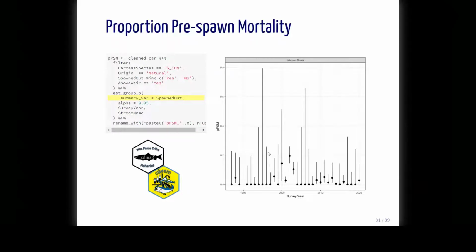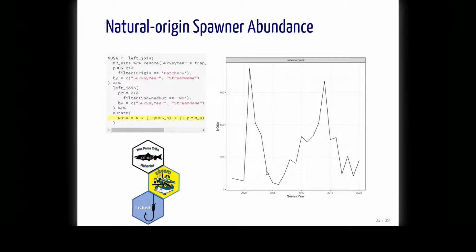Pre-spawn mortality is calculated very similarly. I'm just changing out my summary variable, and what I want to calculate is spawned out now. And I can get those numbers.